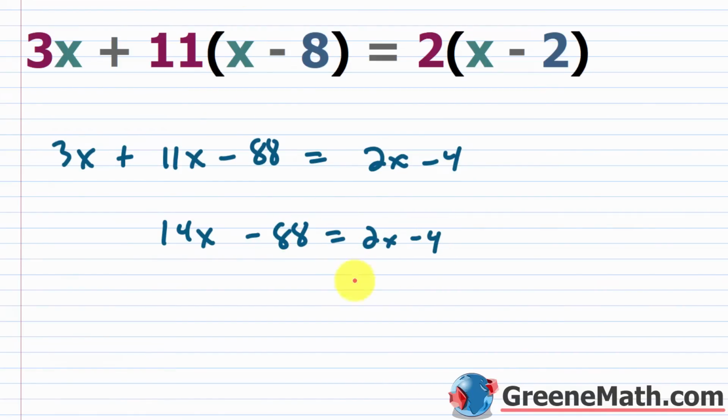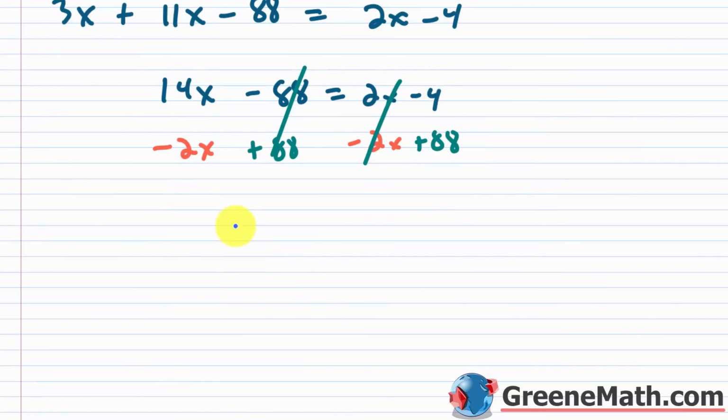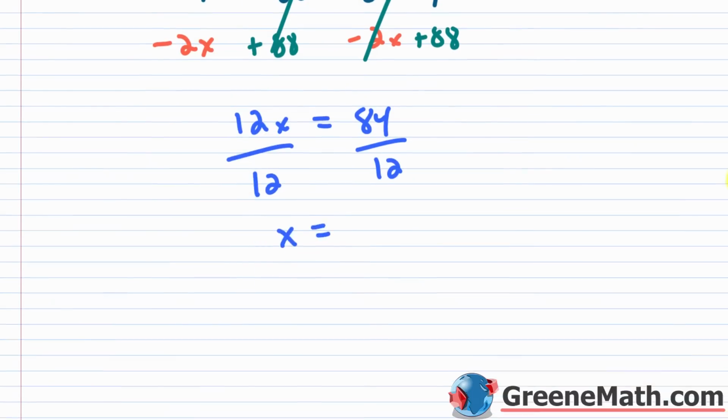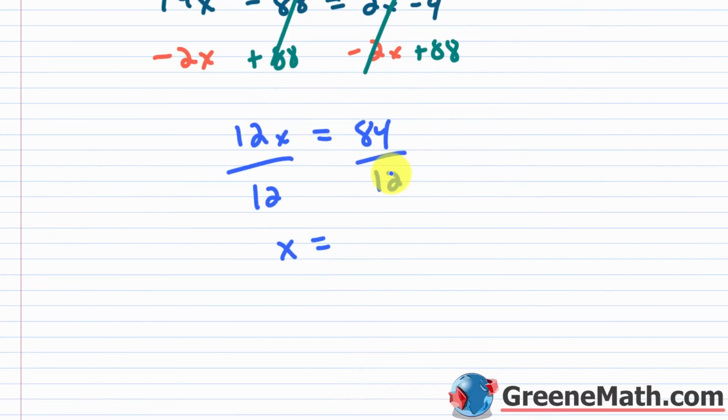Let's go ahead and subtract 2x away from each side of the equation. Let's also go ahead and add 88 to both sides of the equation. So we'll see that this is going to cancel and this is going to cancel. So 14x minus 2x is 12x. And this equals, if I do 88 minus 4, or negative 4 plus 88, however you want to do that, you're going to get 84. So divide both sides by 12 so you can isolate x. And you get x is equal to, let me slide down here, 84 divided by 12 is going to give you 7. So x equals 7 is your solution. So again, this is conditional.